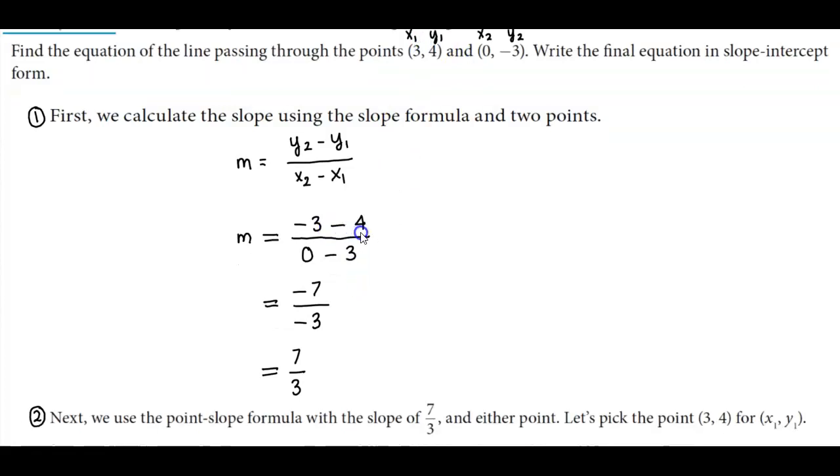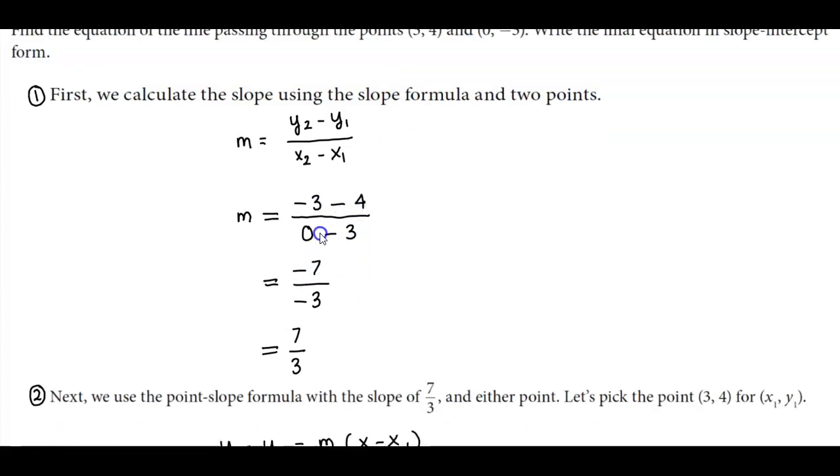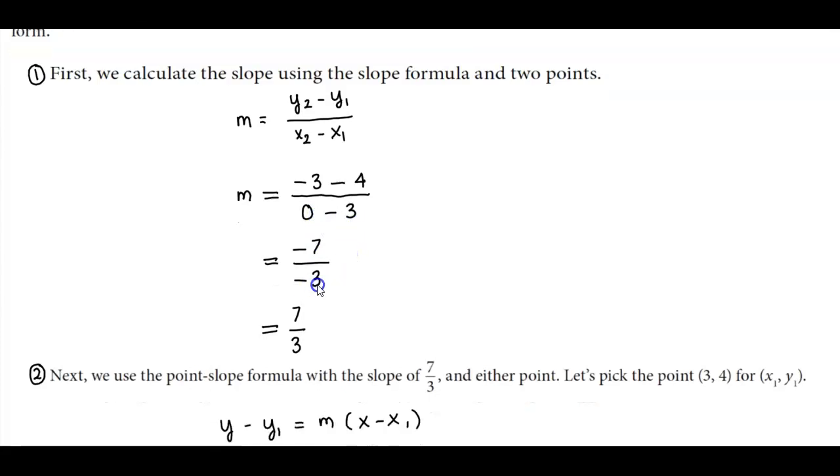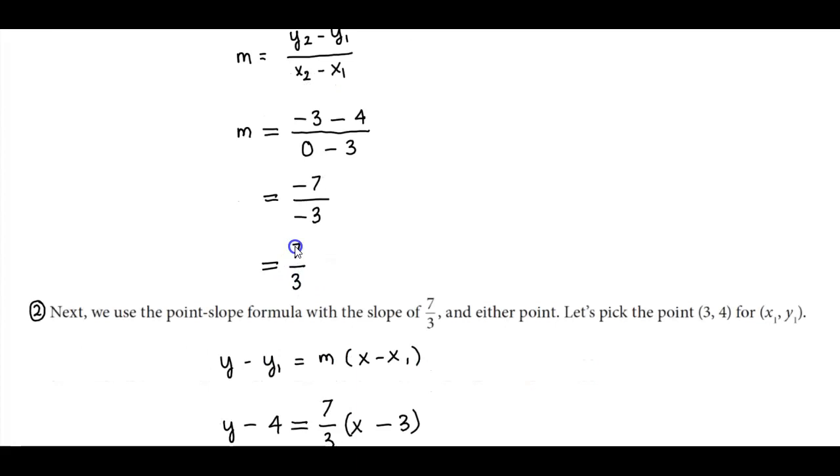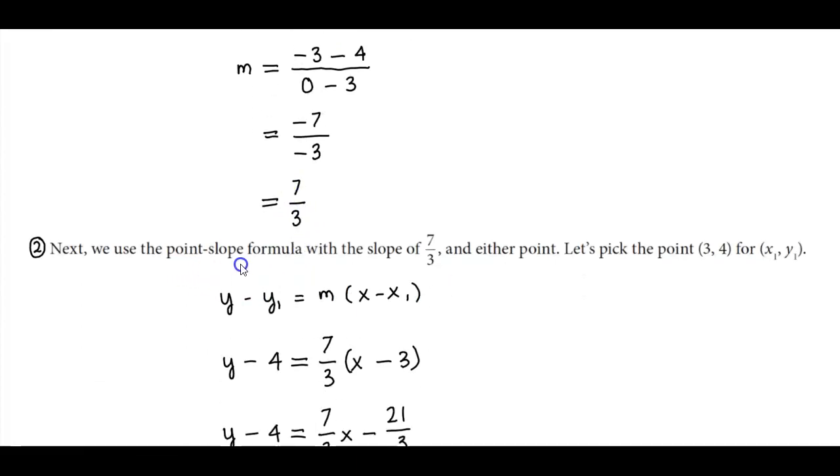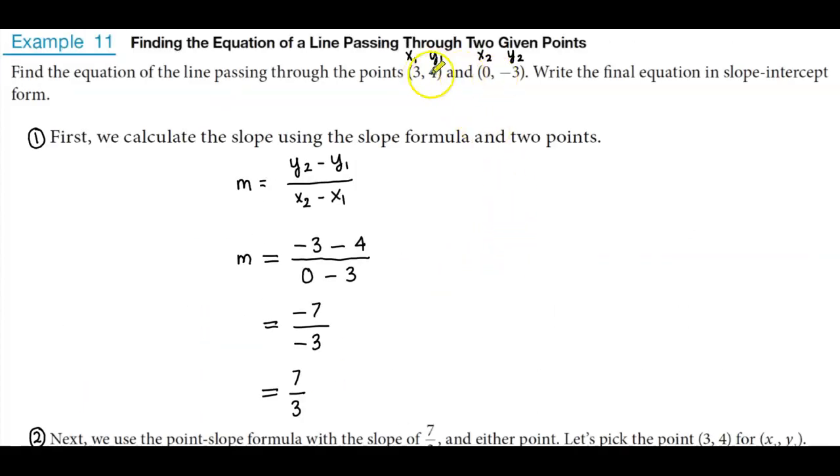So we have -3 minus 4, which is -7. We have 0 minus 3, which is -3. Well, -7 divided by -3 is the same thing as positive 7 over 3. So now we're going to use the point-slope form with the slope of 7/3 and either point. So we can pick either one of these points and get the same line.